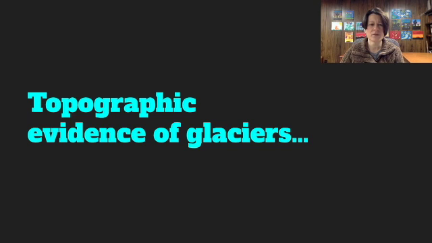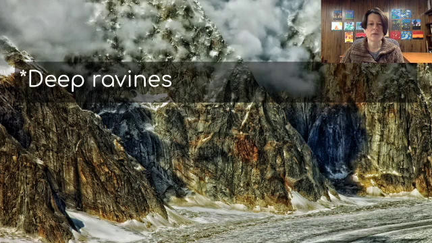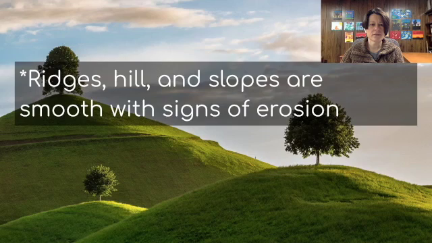So, the first thing I want to focus on is topographic evidence of glaciers. How do we know a glacier has been in an area? One thing you might see are deep ravines, things like gorges. That is evidence. Another is that ridges, hills, and slopes are smooth with signs of erosion. So these are drumlins. These are very smooth hills.